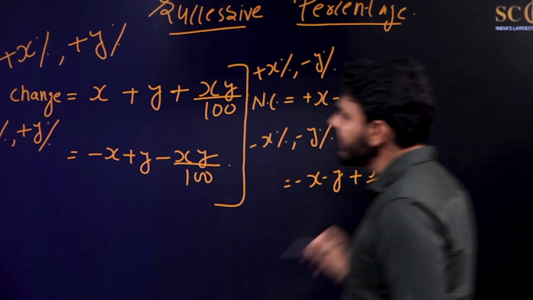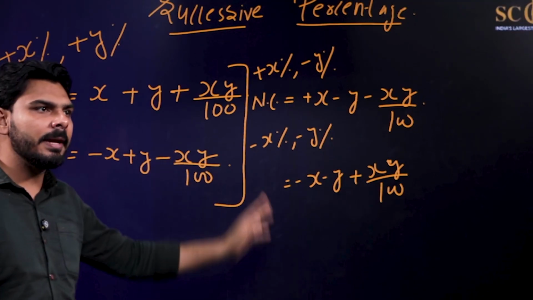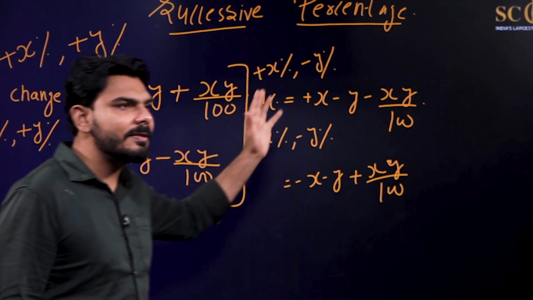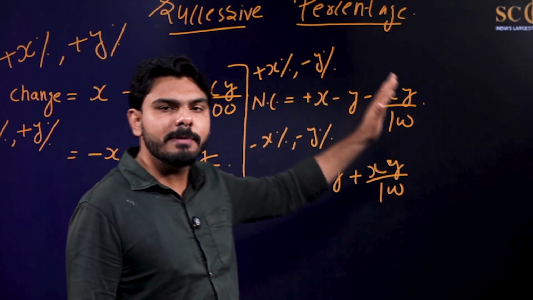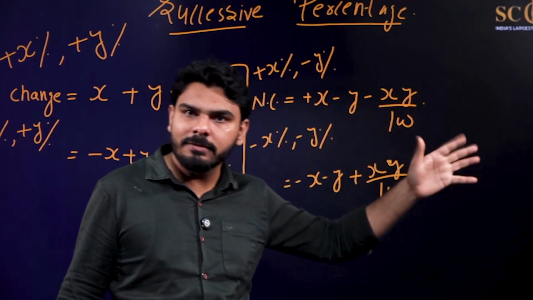So these are the four formulas. The first formula is X plus Y plus XY by 100. The second formula: if in the first year it is decreased by X% and in the second year it is increased by Y%, then the formula will be minus X plus Y minus XY by 100. And if it is increased by X% in the first year and decreased by Y% in the second year, then the formula will be X minus Y minus XY by 100.